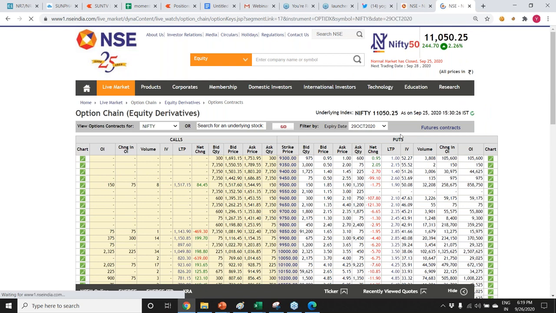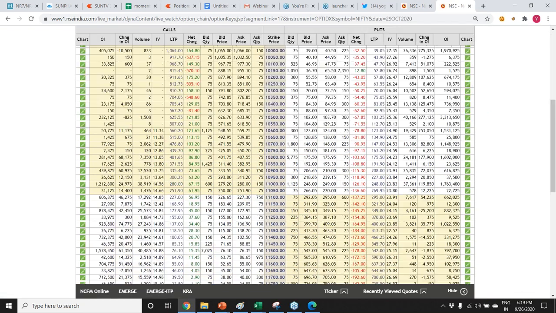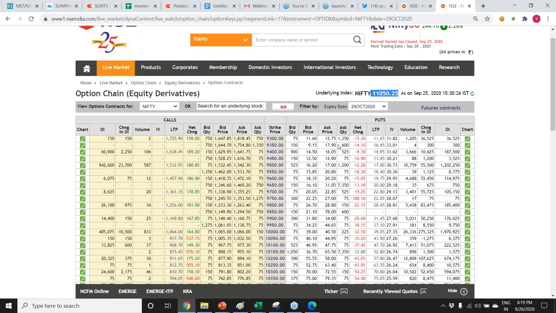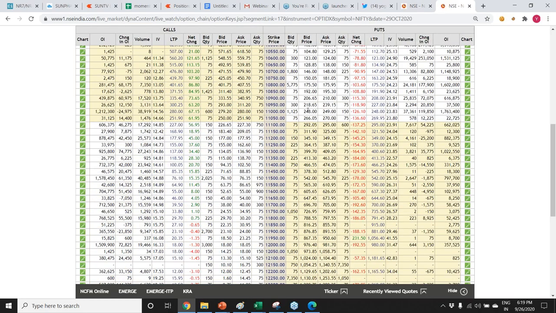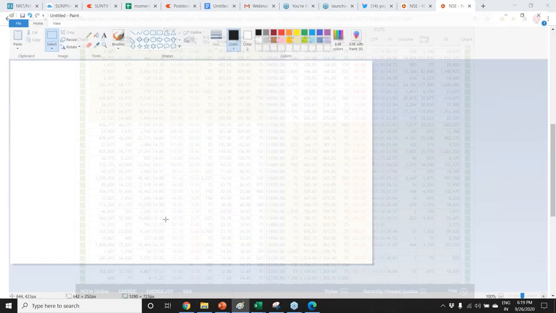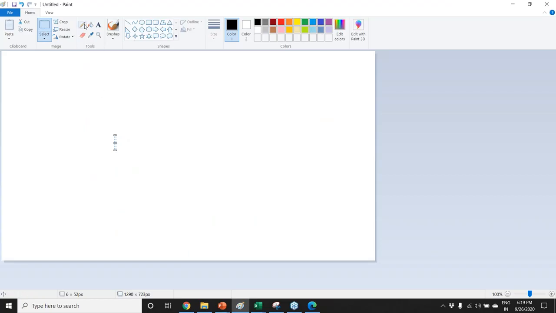Now how hedging is done is, say Nifty is trading at 11,050. So I buy future at 11,050 and I hedge it with ATM call. So my trade is hedged here. I'll show you on notepad. Now this is Nifty 11,050. Okay, this is the level.